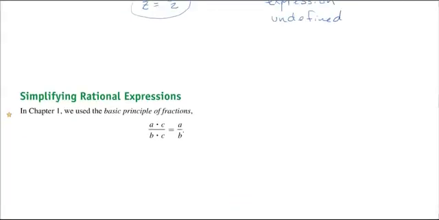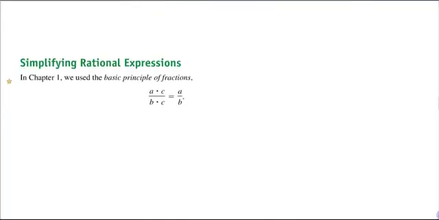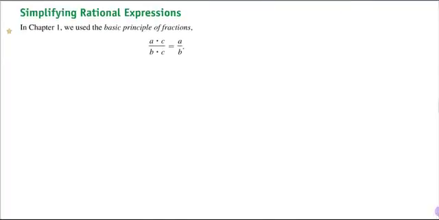Now we're going to learn how to simplify rational expressions. Even after we learn this, it'll be your responsibility to simplify rational expressions in every section after this. In the first chapter, and reviewing, they use basic principles of fractions, which if I have a numerator of a times c and a denominator of b times c, then you may have seen this before where they cancel out the c's and it makes it an a over b.